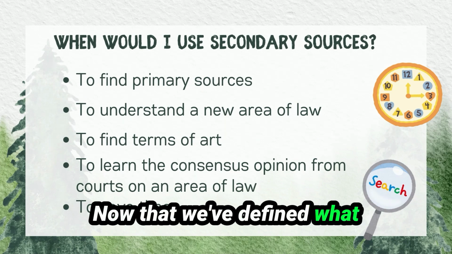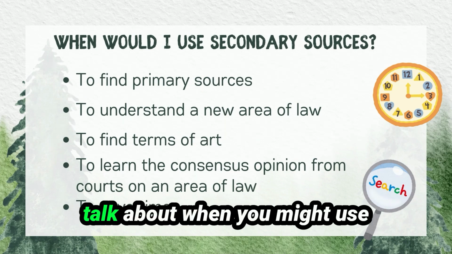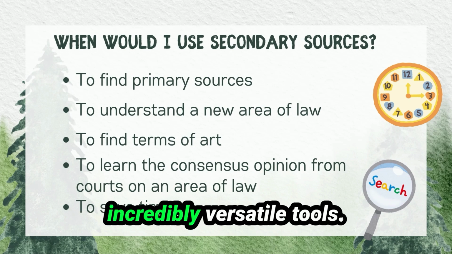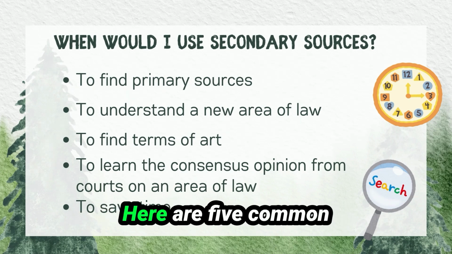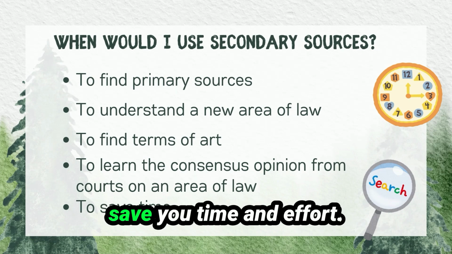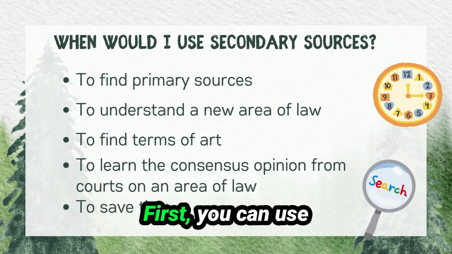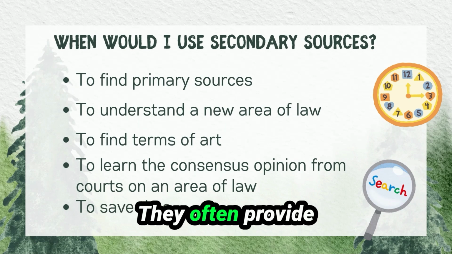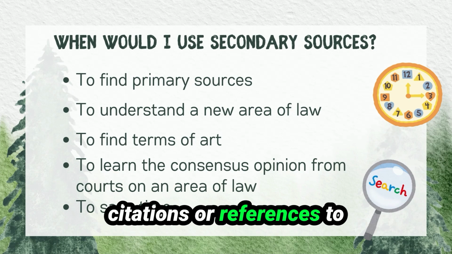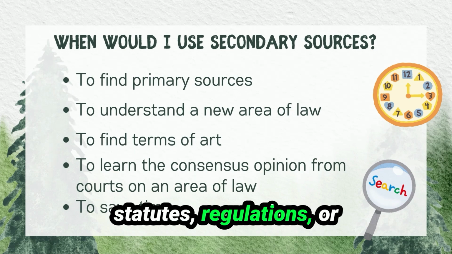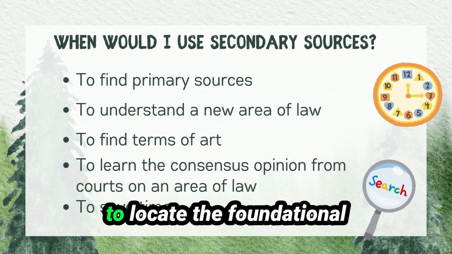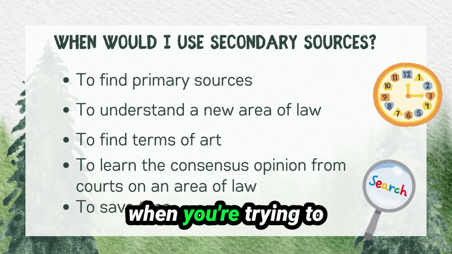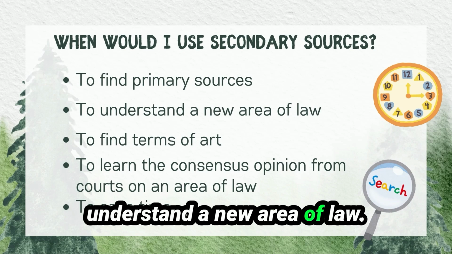Now that we've defined what secondary sources are, let's talk about when you might use them in your legal research. Secondary sources can be incredibly versatile tools. Here are 5 common scenarios where they can save you time and effort. First, you can use secondary sources to find primary sources. They often provide citations or references to statutes, regulations, or case law, making it easier to locate foundational materials you need. Second, they're invaluable when you're trying to understand a new area of law.